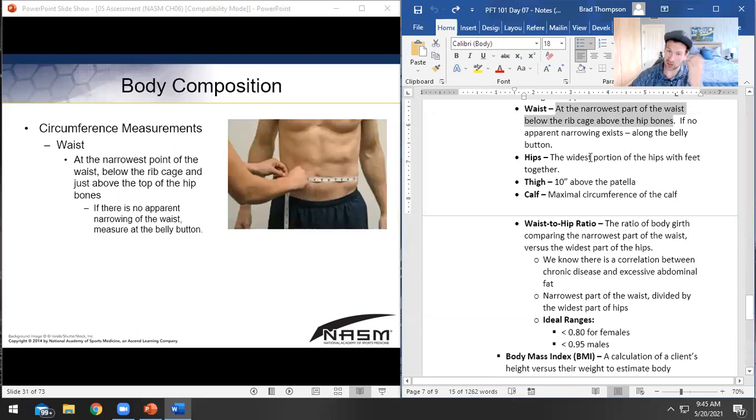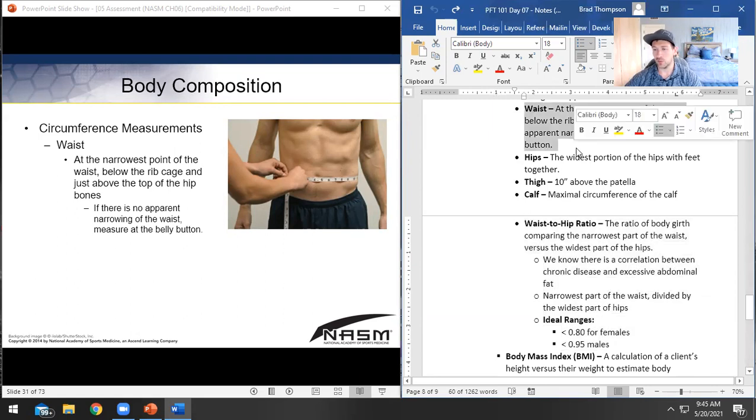But because it's all going to be the same, it doesn't matter where you measure it anyways. But you always want to do the narrowest part of the waist, because we're going to see this ratio in just a second. We're going to look at your waist to hip ratio. So, narrowest part of the waist.